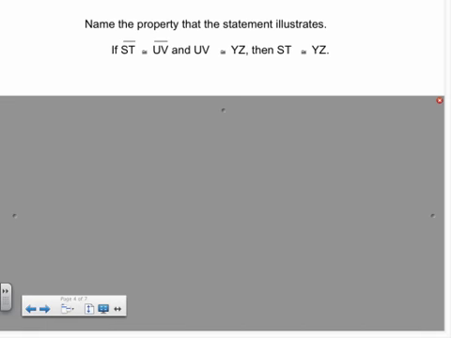We'll start off with some easy ones just to get you going. Let's start by looking at some statements and choosing the property that they illustrate. Our first statement: if segment ST is congruent to segment UV and UV is congruent to segment YZ, then segment ST is congruent to segment YZ. We're looking for a property of congruence from those congruent symbols, and we have the keywords if, and then. This is the transitive property of congruence, which we can abbreviate like this.